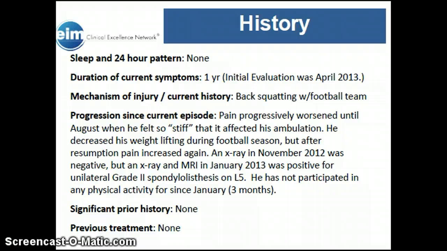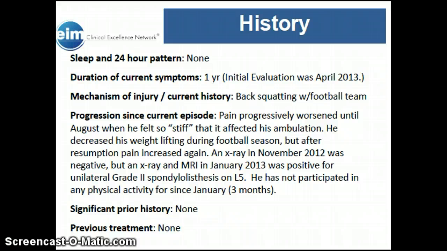The mechanism of injury, they talked about a lot, him and his dad, was back squatting. That was one that they kept hitting, they kept talking about. That was with the football team. The pain progressively got worse from April till August until he felt so stiff it even affected ambulation each day. He decreased his weightlifting during football season, so his pain got a little bit better, even though he was playing football. Once he started lifting again after football season, pain started rising.